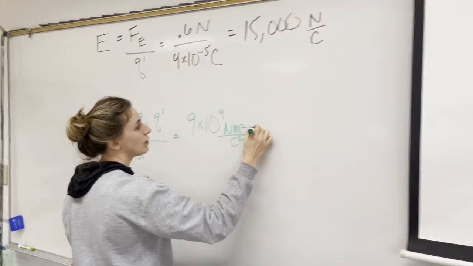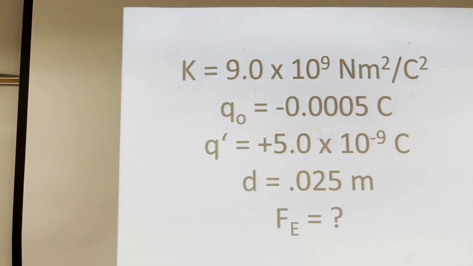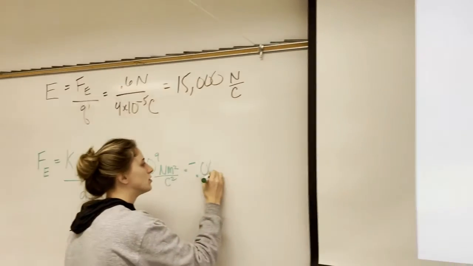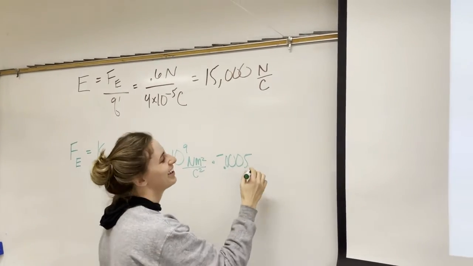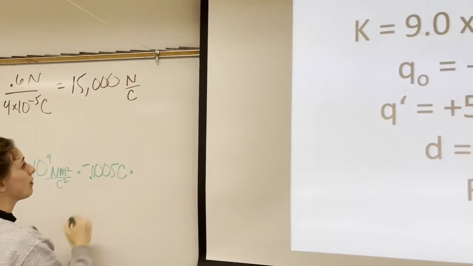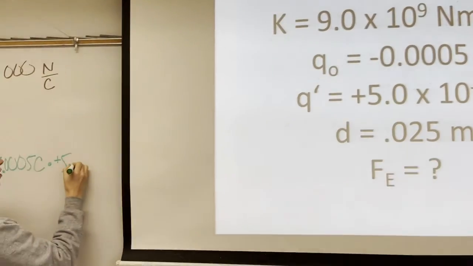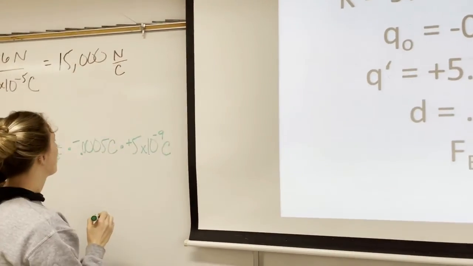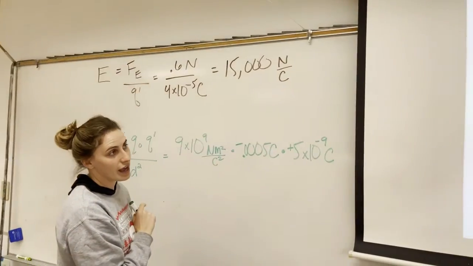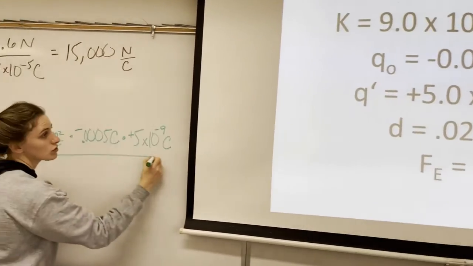Q original is negative, three zeros and a 5: 1, 2, 3, and a 5 coulombs. And then multiplied by our test charge, 5 times 10 to the negative 9. And the originating charge is negative. Okay. And how far apart are they? They're 0.025 meters, squared.